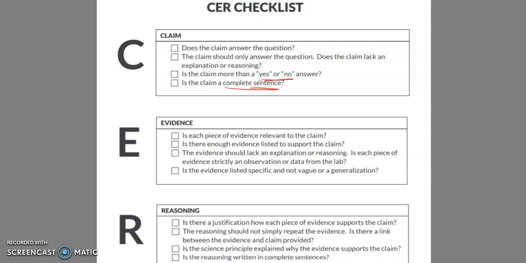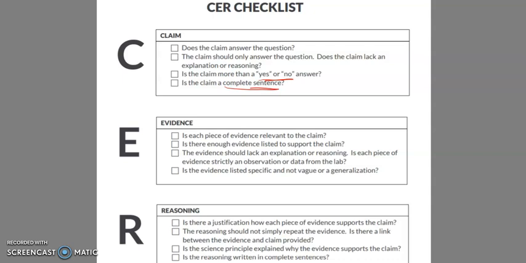With our evidence, is it relevant? Does it matter? Does it support the claim? Is there actual good reasoning here, or are we using feelings? Are we really going back to the data? And is it specific? Is it specific enough to actually say, oh okay, this is evidence?